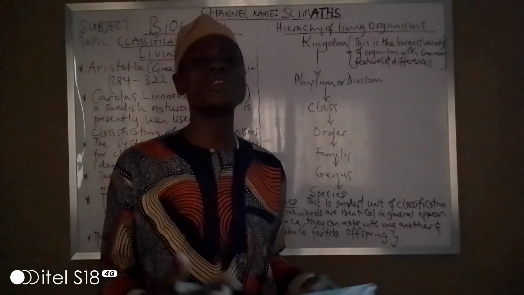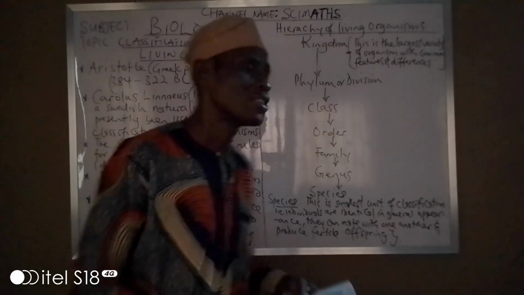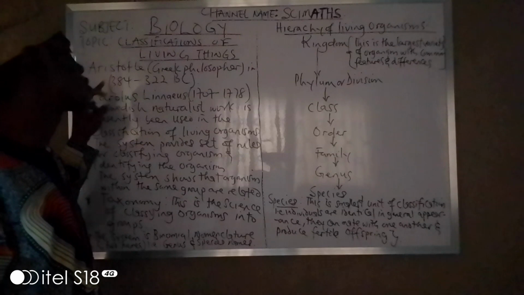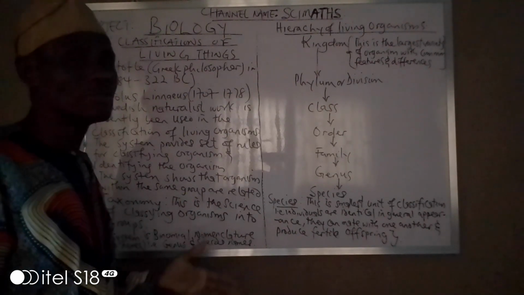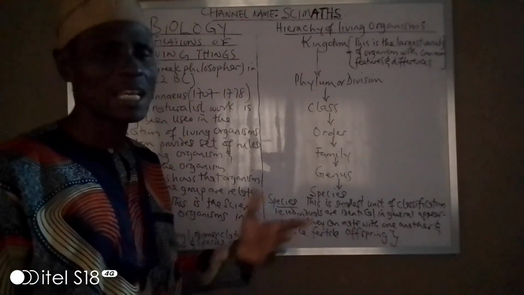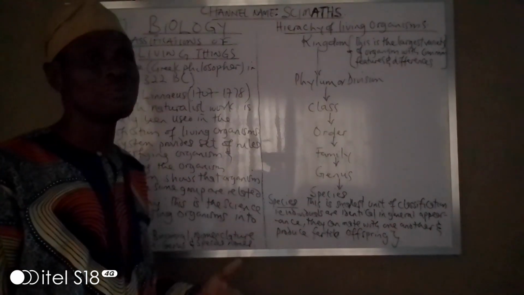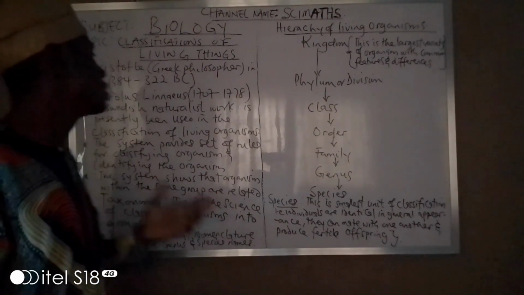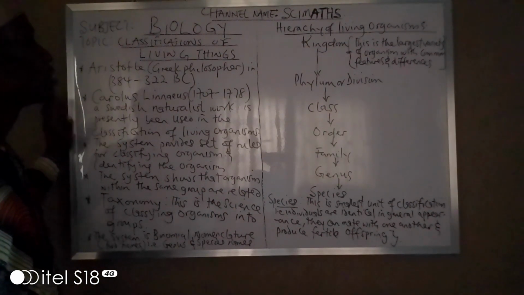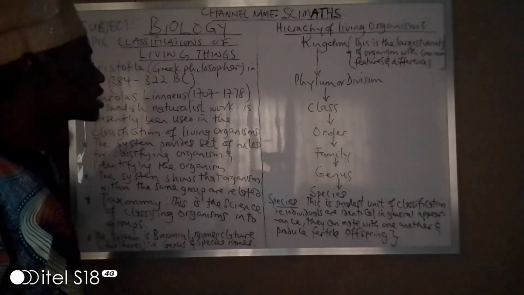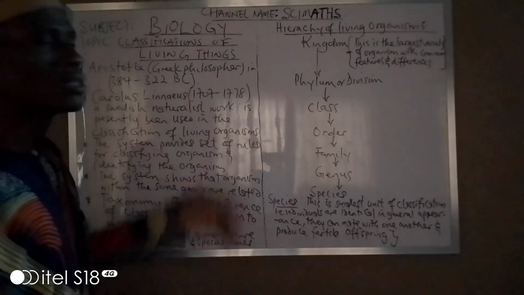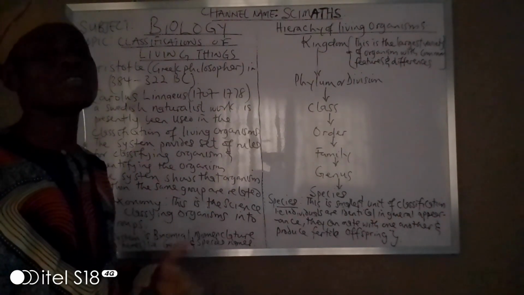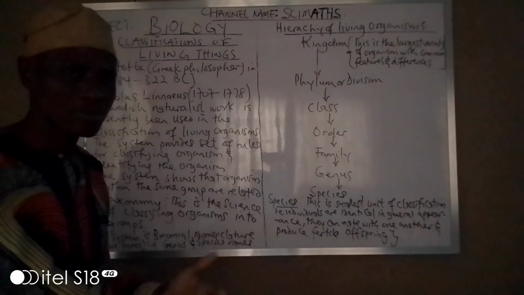There's a man they call Aristotle. He's a Greek philosopher. Around 384 to 322 BC he lived. So he started the journey on the classification of living organisms. Later on, another man called Carolus Linnaeus, a Swedish naturalist, who lived between 1707 and 1778, also used his own method in classifying living organisms.